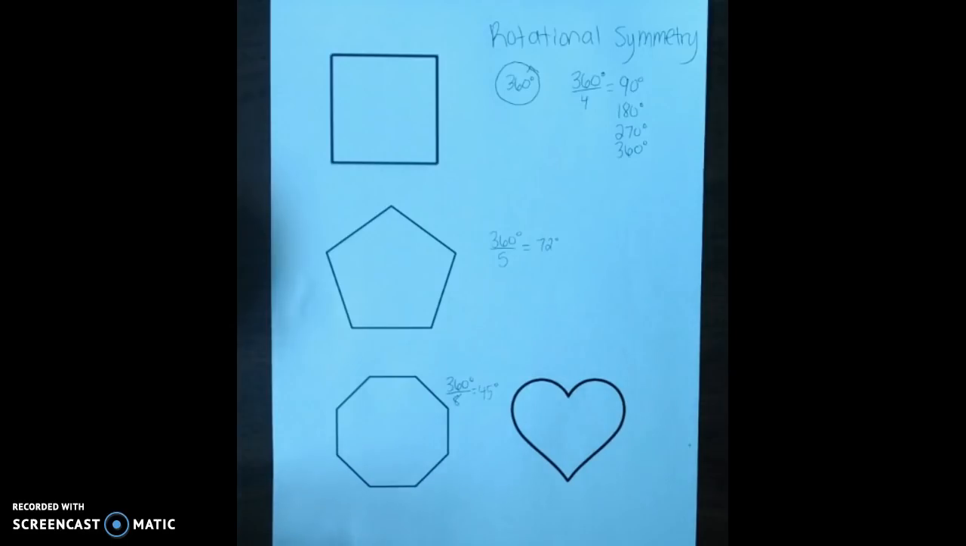rotational symmetry happens every 45 degrees. All right, so that's the least amount, but every 45 degrees it maps back onto itself. So 45 or 90 and so on and so on.